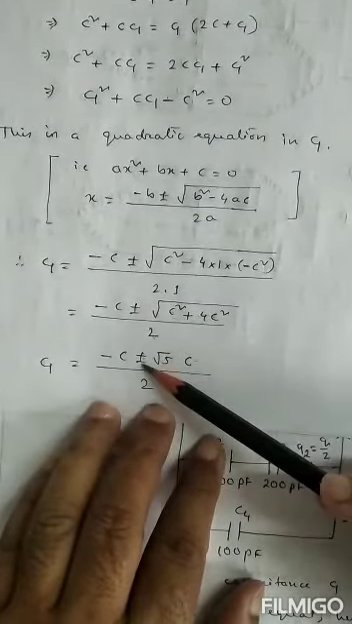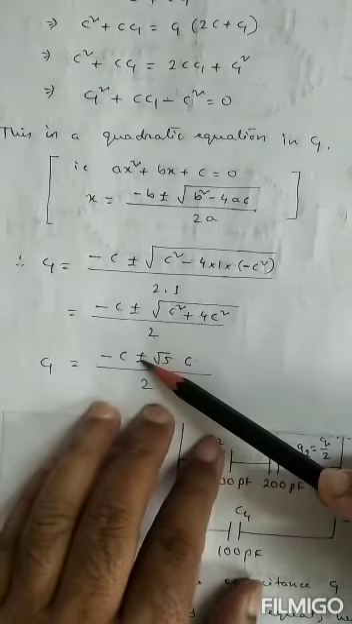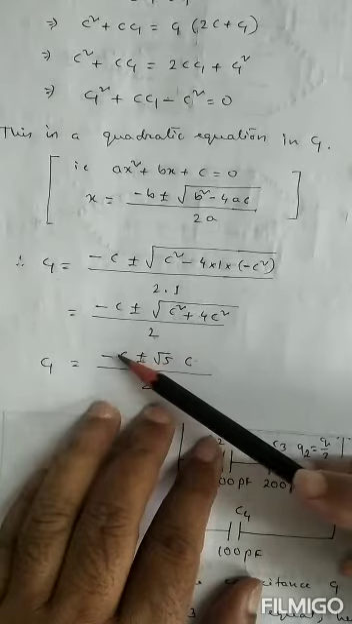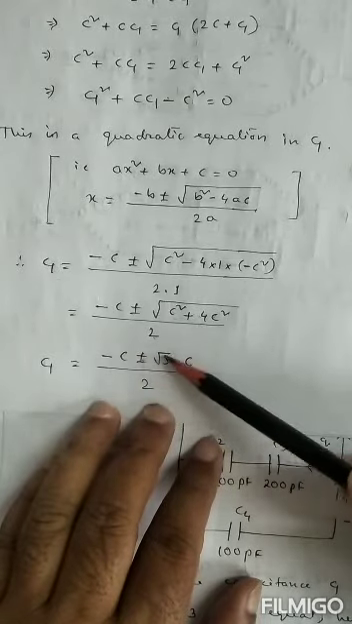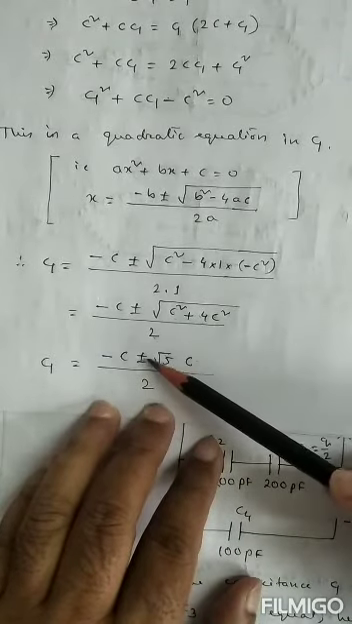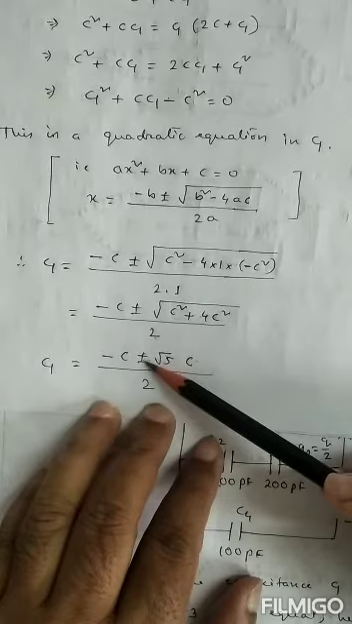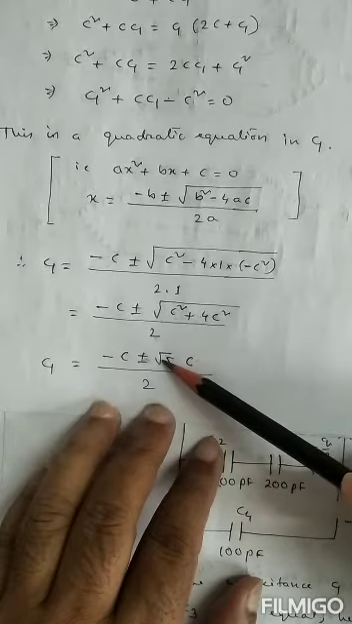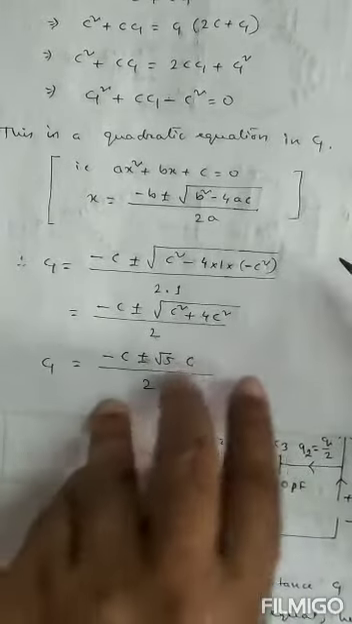So here there are two signs, one positive sign, one negative sign. We cannot take the negative sign here. If I take the negative sign, this is minus c minus root 5 c by 2. Capacitance cannot have a negative value. Therefore we have to omit the negative sign here. So if I omit the negative sign, what is the answer? Minus c plus root 5 c divided by 2.